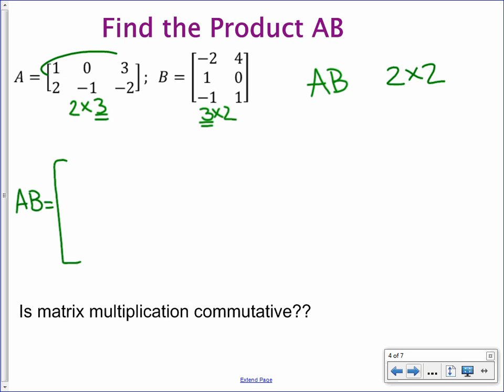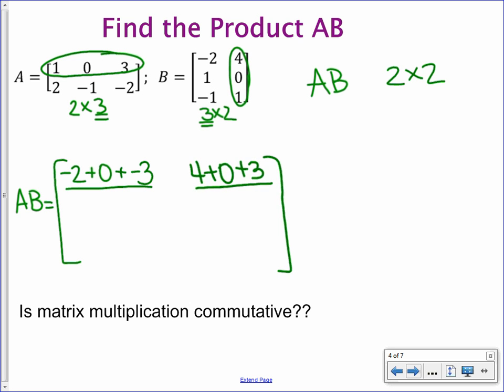Okay? So let's take A times B. Let's start with first row, first column. We're going to match these 3 numbers up to here. What is 1 times -2, plus 0 times 1, plus 3 times -1? That is all one entry in the first row, first column. Then we have first row, second column. We're going to multiply these three numbers to these three. So we get 1 times 4, 0 times 0, and 3 times 1. And that goes in our first row, second column.